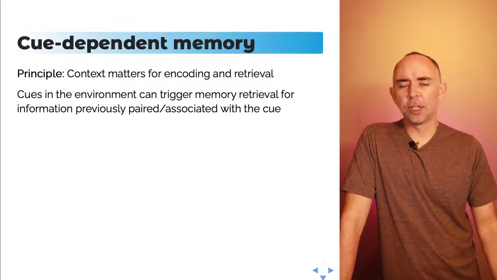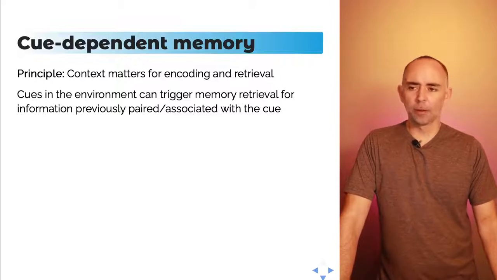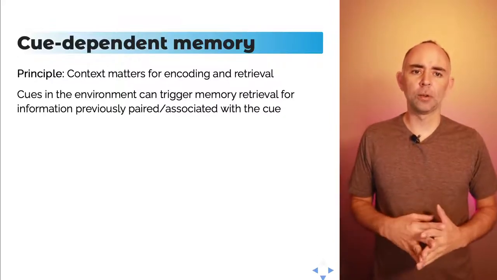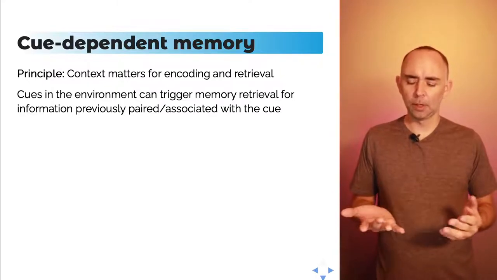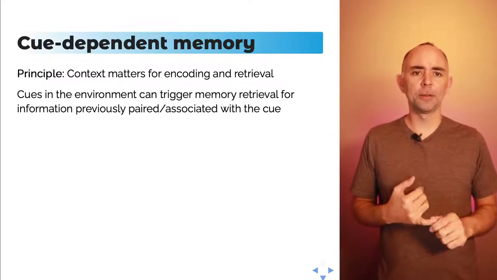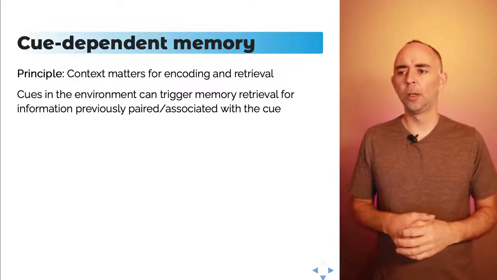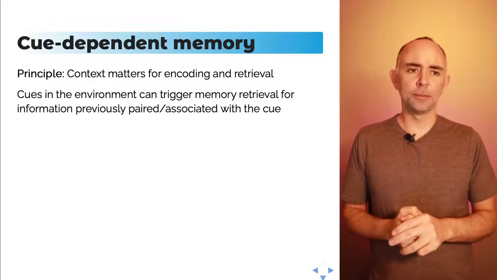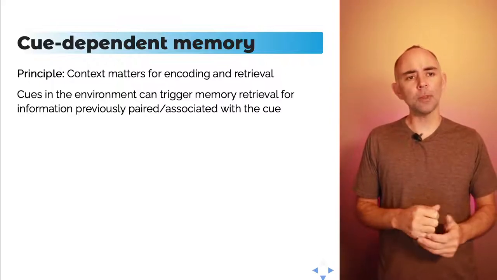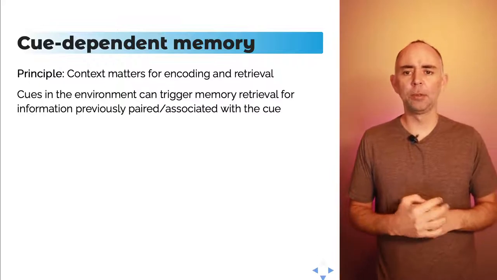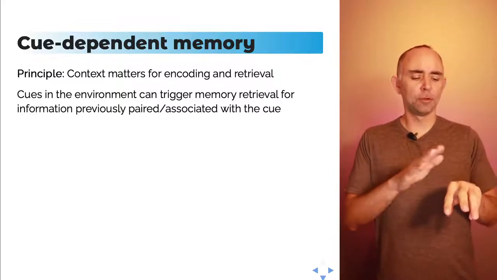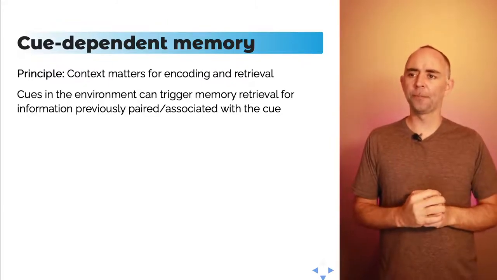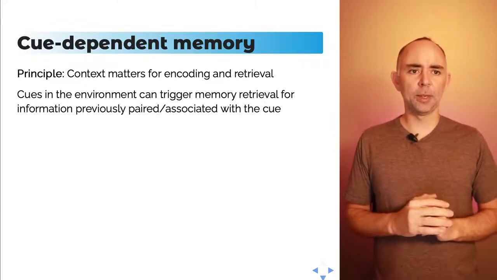Okay, let's talk about cue-dependent memory. The principle here is that context matters for encoding and retrieval. In general, cues in the environment can trigger memory retrieval for information previously paired or associated with the cue. In the last part, we talked about an example of divers learning words on land or underwater and being tested on land or underwater and so on. That's an example of context-dependent memory.